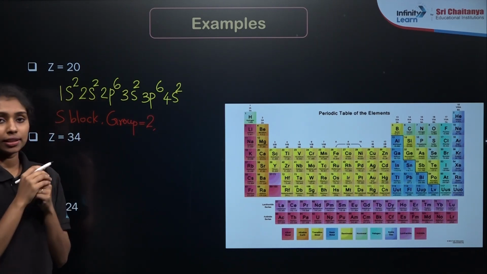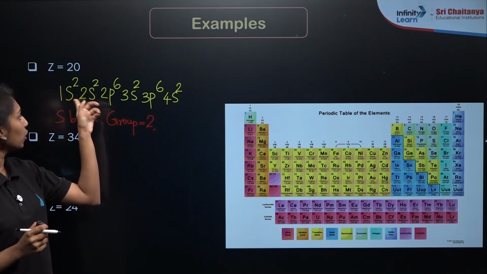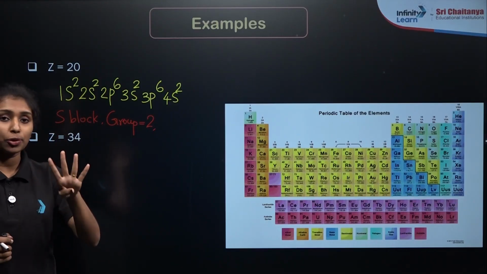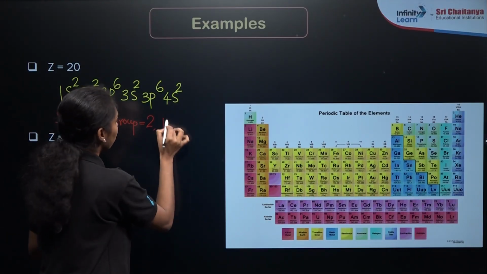Then what will be the period? The largest n value here is 1, 2, 3 and 4. So n equal to 4 is the maximum here. So the period number will be 4.